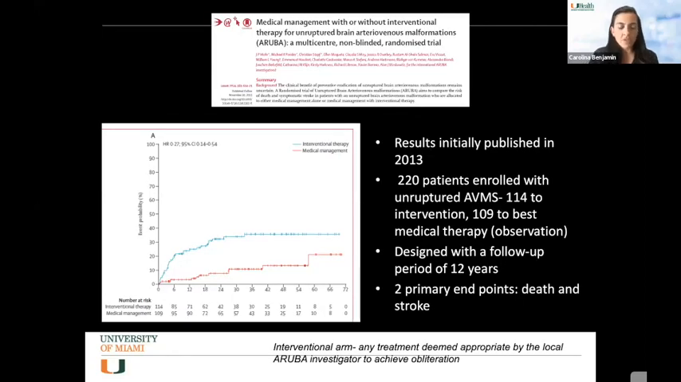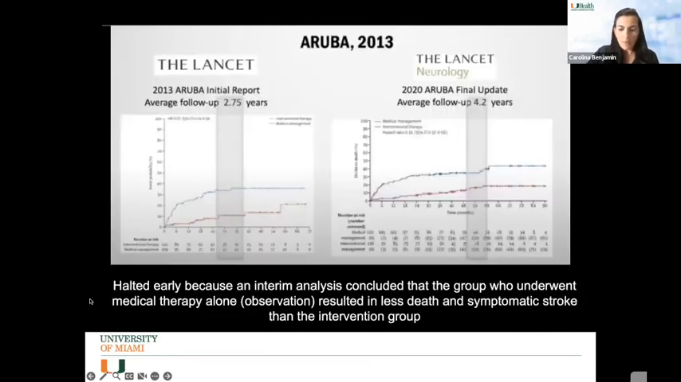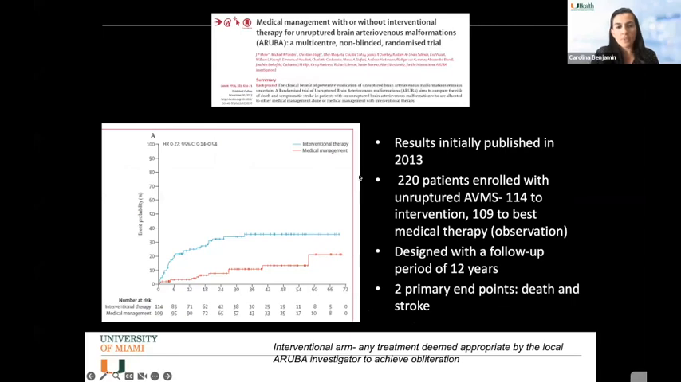So I think it's very hard to give a talk about AVMs without mentioning ARUBA. I'm not going to spend too much time on this. But it is important to talk about the ARUBA trial, which, as we all know, was initially published in 2013, a cohort of 200 patients. And this was a trial that was designed with a 12-year follow-up period, looking at the primary end results of death and stroke.